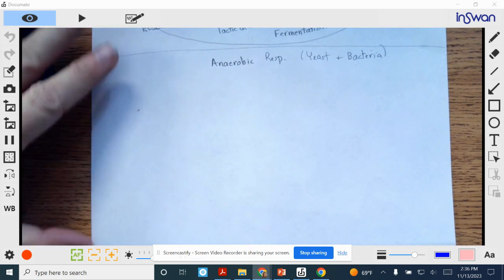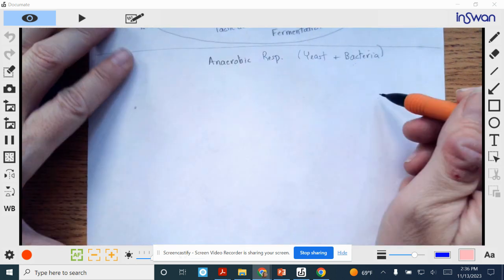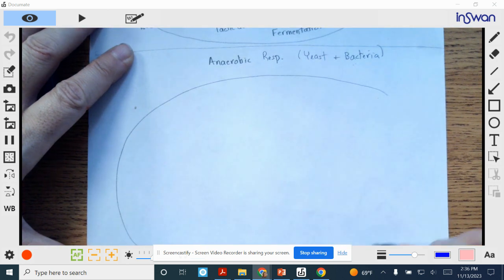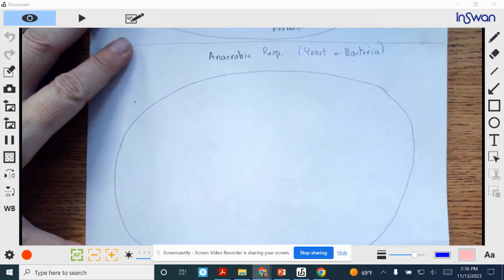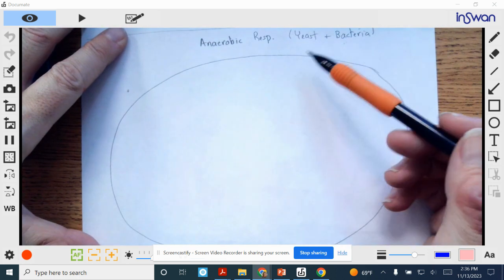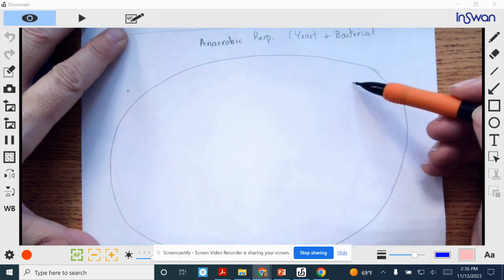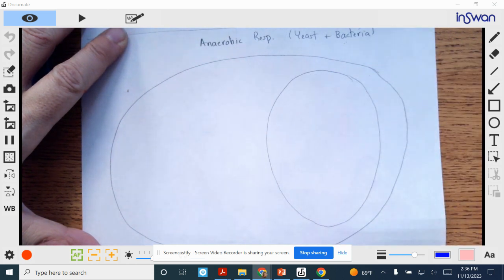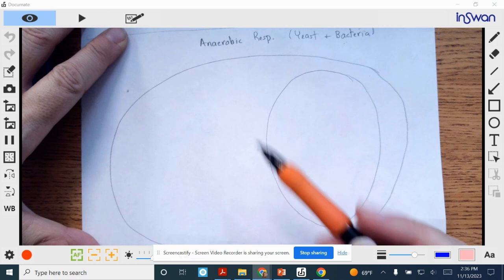All right, I'm back. Anaerobic respiration, yeast, and some bacteria cells. So let's go ahead and draw a unicellular organism here. And yeast, now I know bacteria can't because they don't have mitochondria, but yeast are eukaryotic cells. They have mitochondria, and they will do all 4 processes, just like our cells do.